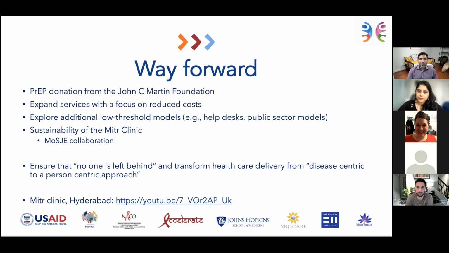The Mitra Clinic model really is a standalone model in the private sector as it is right now. So it is a little bit more on the cost intensive side, but we do want to explore more low threshold models such as help desks within the public sector, leveraging resources that are already available within the public sector. One thing I do want to point out is the All India Institute of Medical Sciences in New Delhi is working on this model. And so the Mitra Clinic in Hyderabad almost serves as a model for the country itself. The staff from AIIMS actually visited the Mitra Clinic to see how it was operating, and we've been assisting them with developing these guidelines for these models across the country.